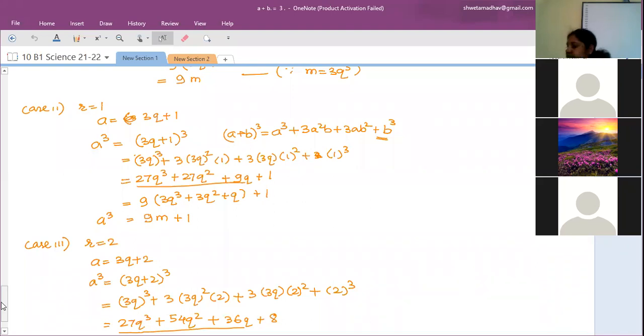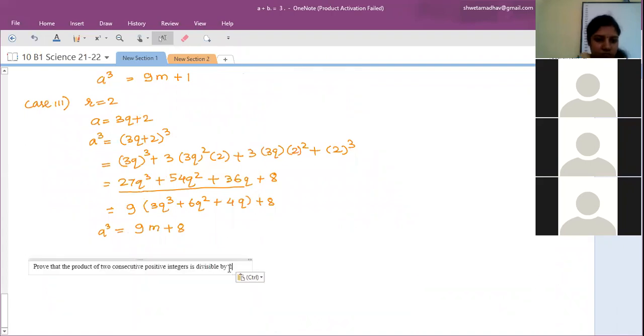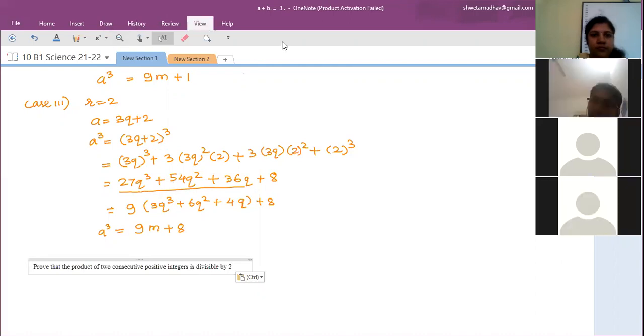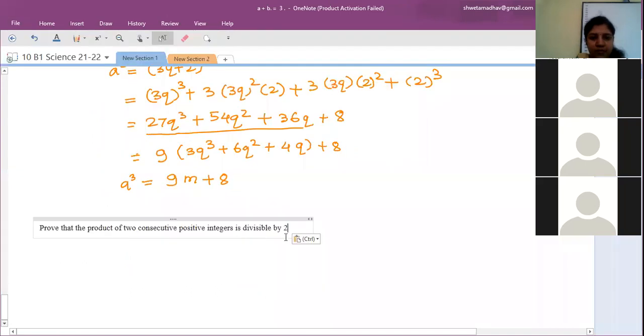Next question. So for the last statement, you have to write it by copying the question given. Understood? This question is a very important question. This cube part.